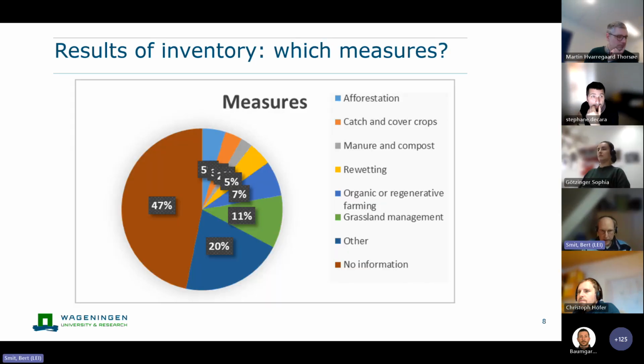Which measures do farmers take? Afforestation is an important one. Catch cover crops are also mentioned quite often. Manure and compost application, re-wetting, especially in these peatlands, is an important one. Also, making a transition to organic or regenerative farming can be such a measure. Grassland management, especially taking care that grassland is not renewed so often, is also an important measure that we found in our inventory.